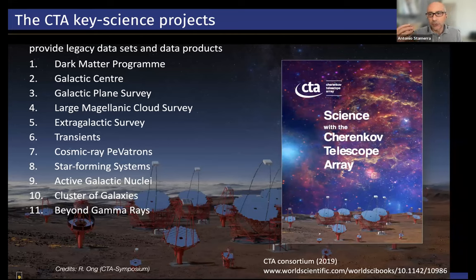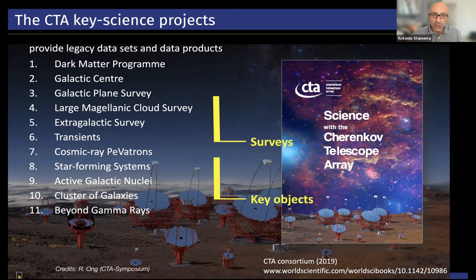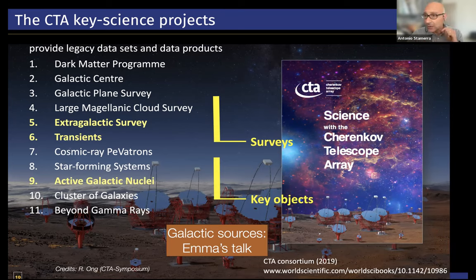Well, to do that, there is a consortium. CTA is an observatory. There is the observatory on one side. There is the consortium, which is a collaboration of many institutes that are also building the telescopes, but they are supporting the CTA observatory in the science. And what we did was to prepare a paper, a science book, in the past with these different themes. I will not describe all of them, but you can recognize some of the themes that I described to you. What I will do now is just give very small bits of what we do with the survey in the extragalactic sky and also in the transients and on AGNs. For galactic sources, Emma will give the talk just after me.